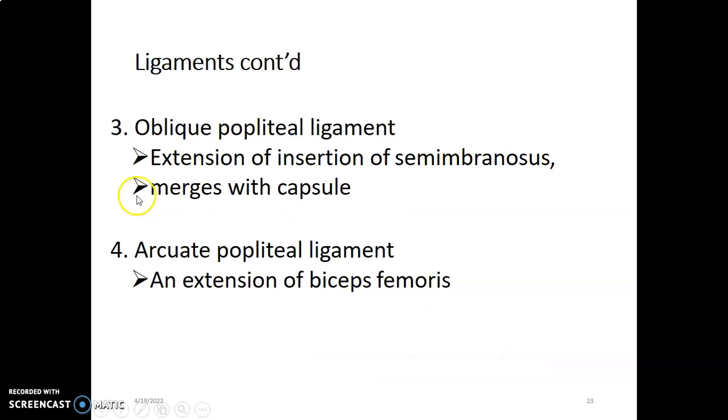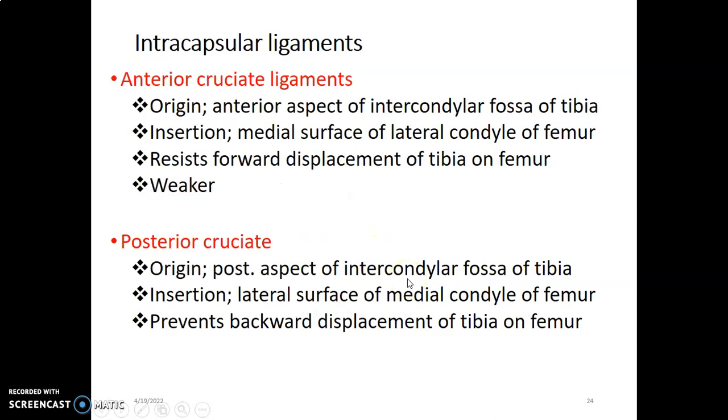Okay. We have the oblique popliteal ligament, which is an extension of the insertion of semimembranosus. This merges with the capsule. Then the arcuate popliteal ligament, which is an extension of biceps femoris. So you need to know this because in your MCQ, I'll ask you, oblique popliteal ligament is an extension of biceps femoris. That's false. It's from semimembranosus, and arcuate popliteal ligament is an extension of biceps femoris.